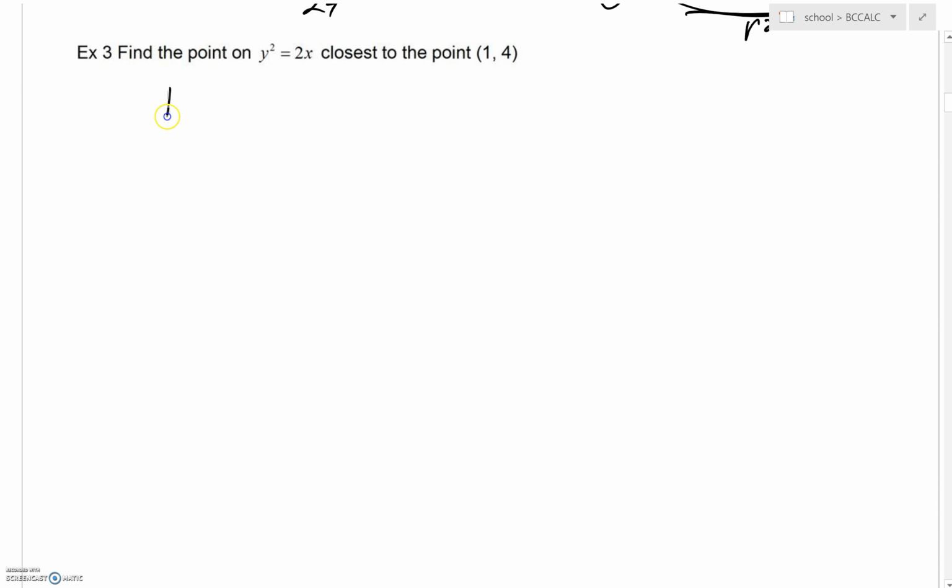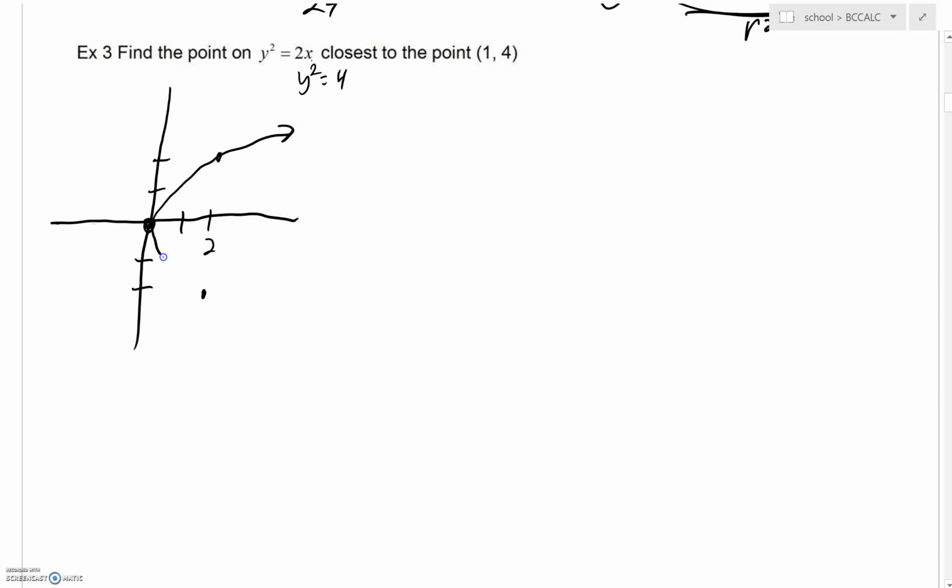y squared equals 2x is a sideways parabola. It's a parabola that opens actually to the right. If you let x equal 0, you'd see that y was equal to 0. If you'd let x equal 2, for example, 2 times 2 is 4, y squared would equal 4, y could equal plus or minus 2. So you could quickly see that we have a parabola opening towards the right. When y squared is equal to something positive, we open up towards the right.